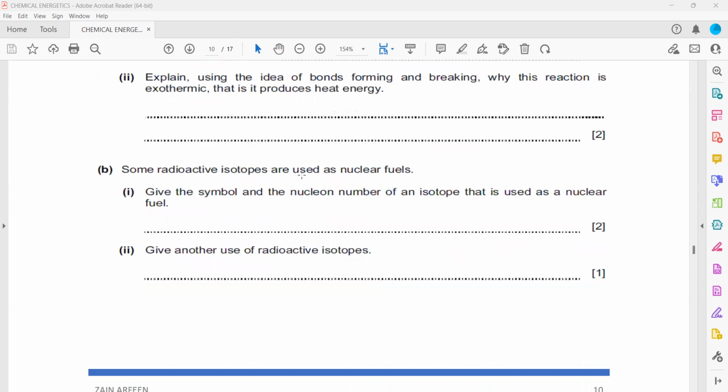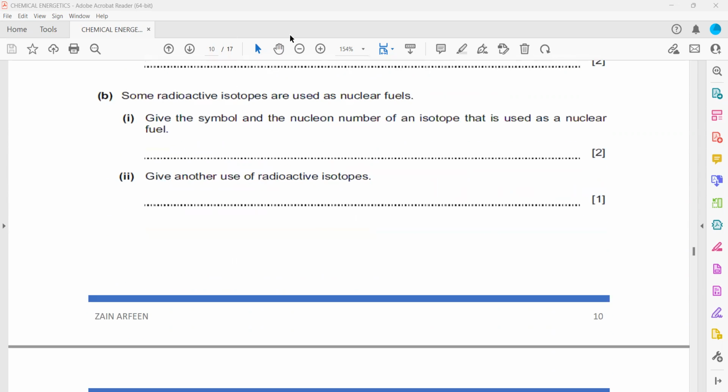Some radioactive isotopes are used as a nuclear fuel. Give an example, give a symbol and a nucleon number for an isotope which is used as a nuclear fuel. So we use uranium 235. So uranium 235 is a nuclear fuel. Another uses of radioisotopes: we can use them for treatment of cancer, radiotherapy, for sterilizing the surgical equipment, smoke detectors.